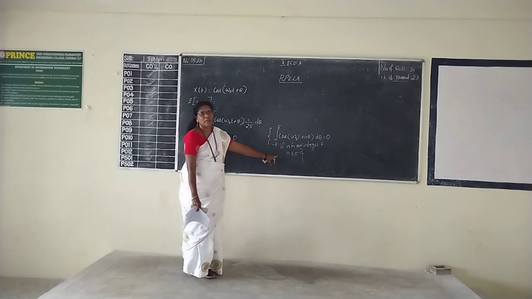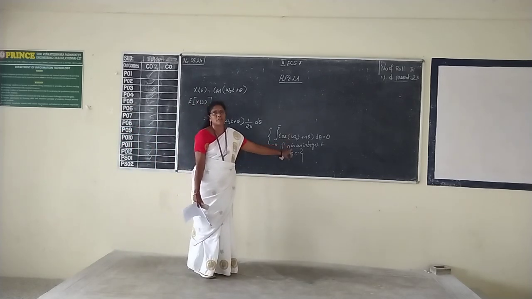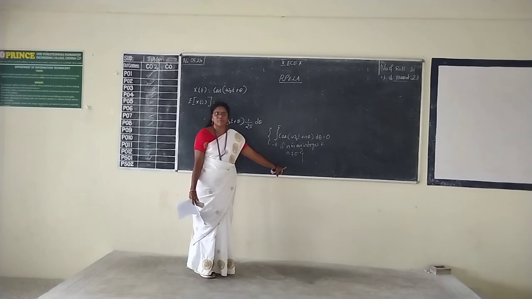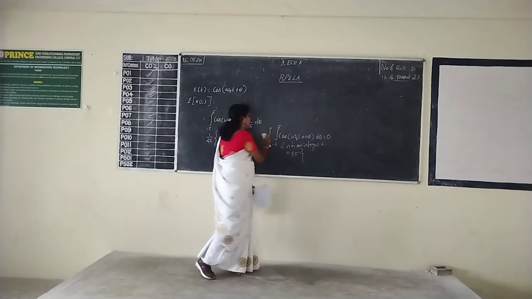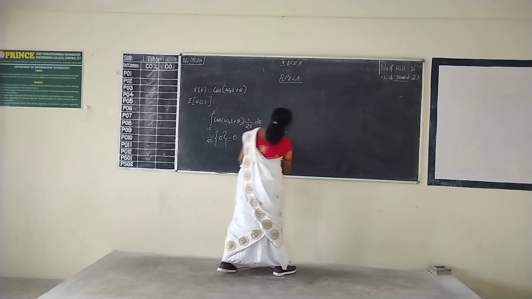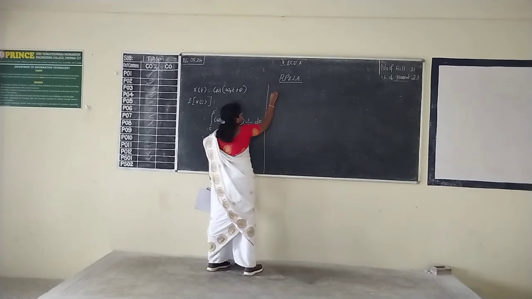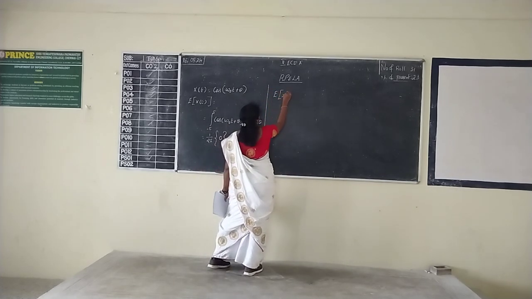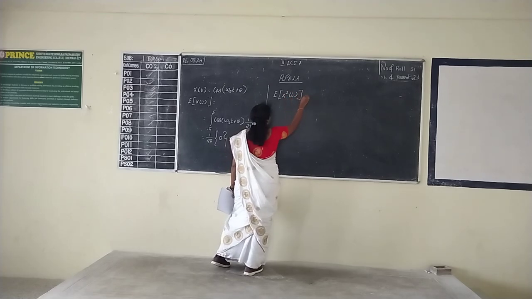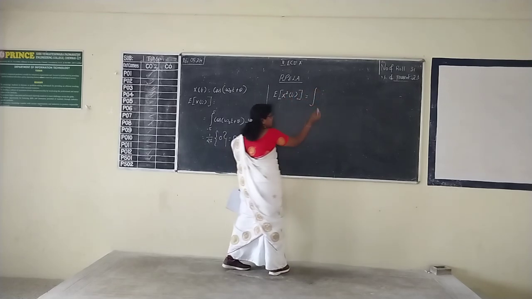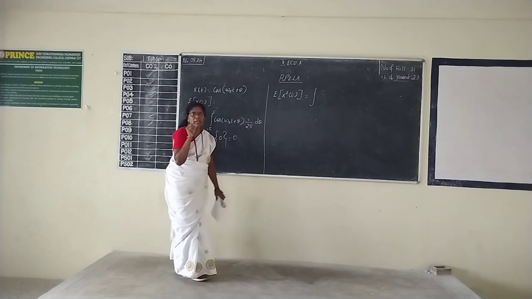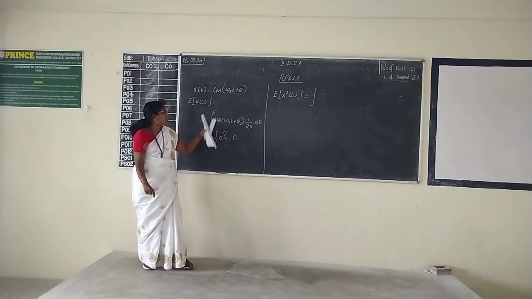What is this formula? Most of the problems will make use of this formula to solve. Okay, so write the next one. Expectation of x square of t. That is equal to the integral. What you have to do is make x square. What is the x of t?